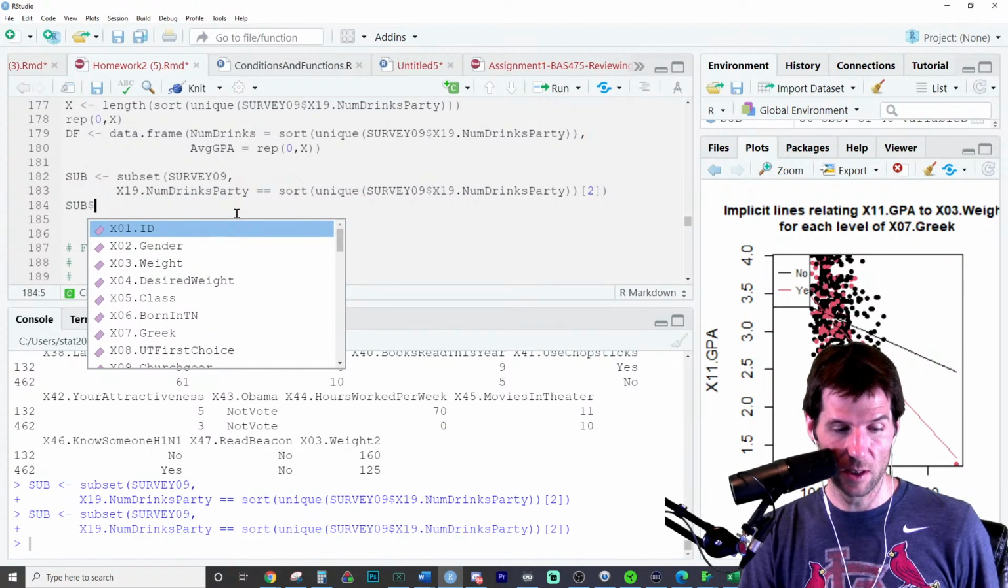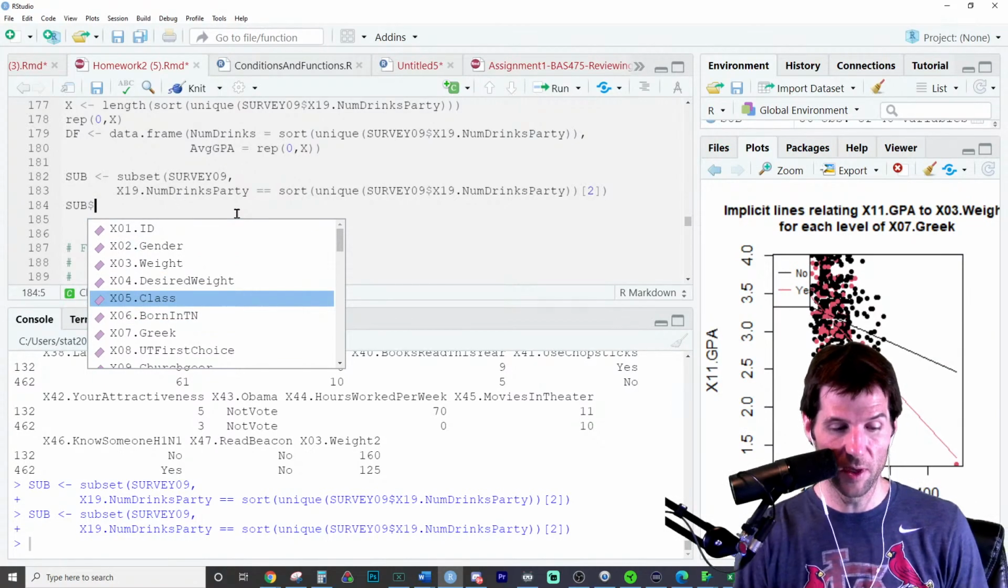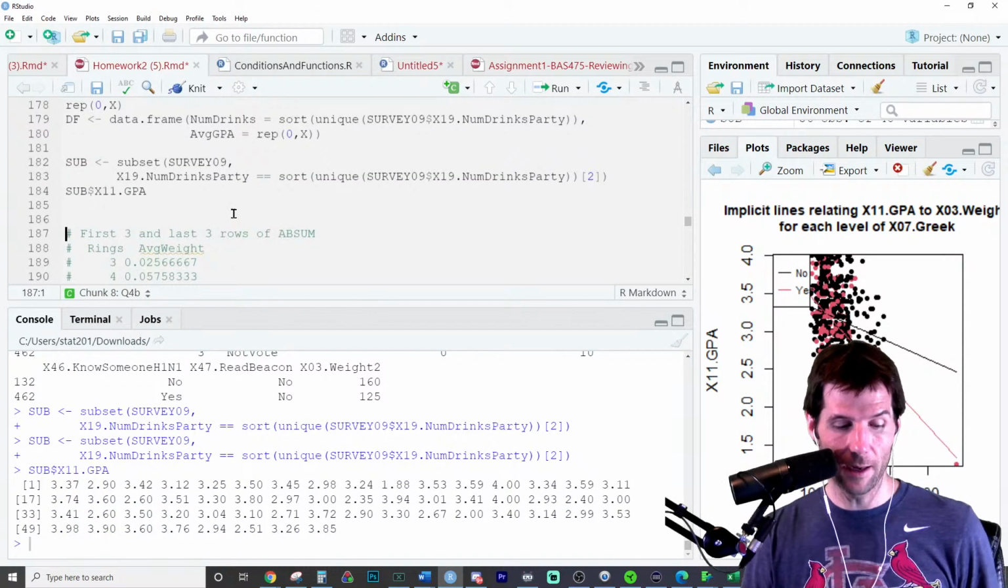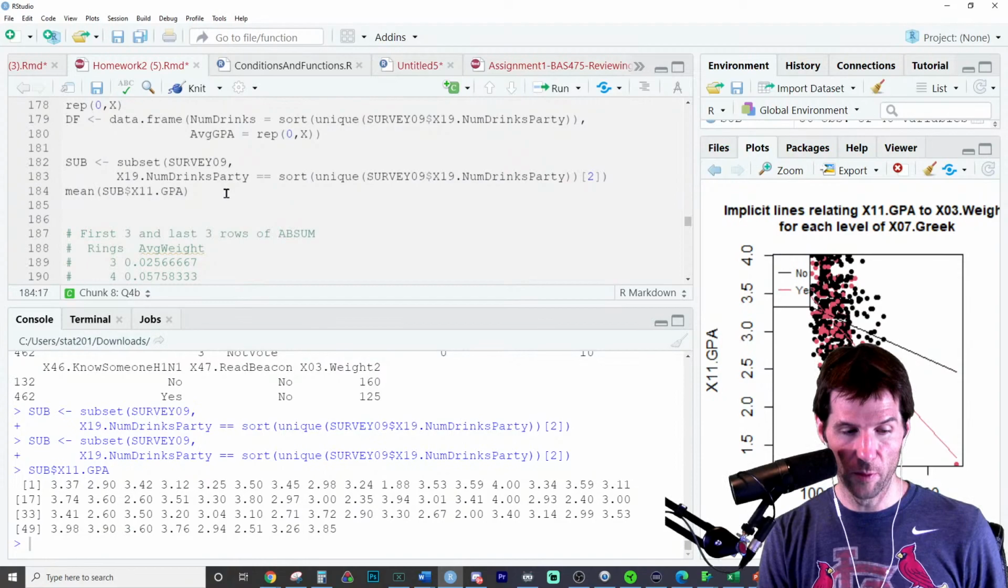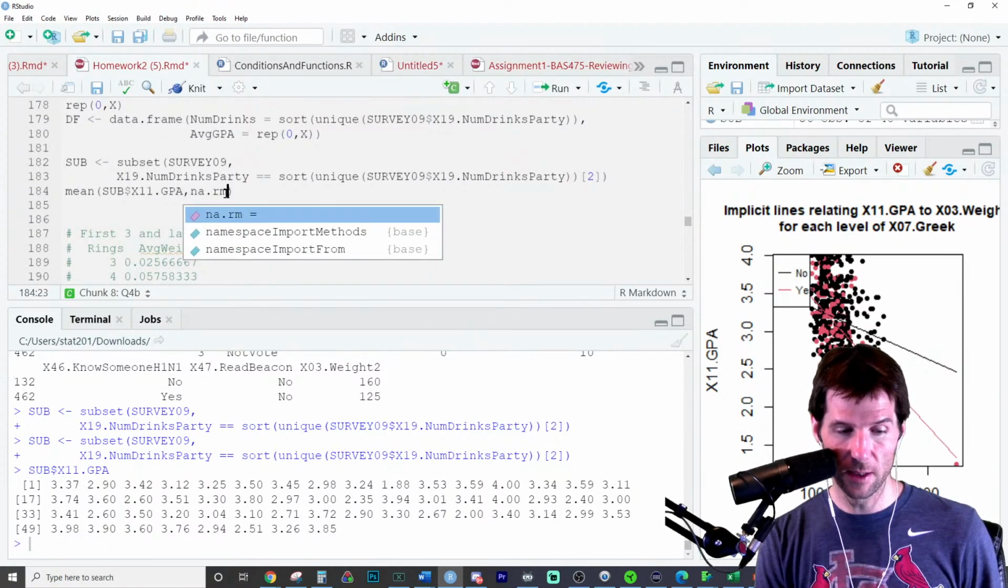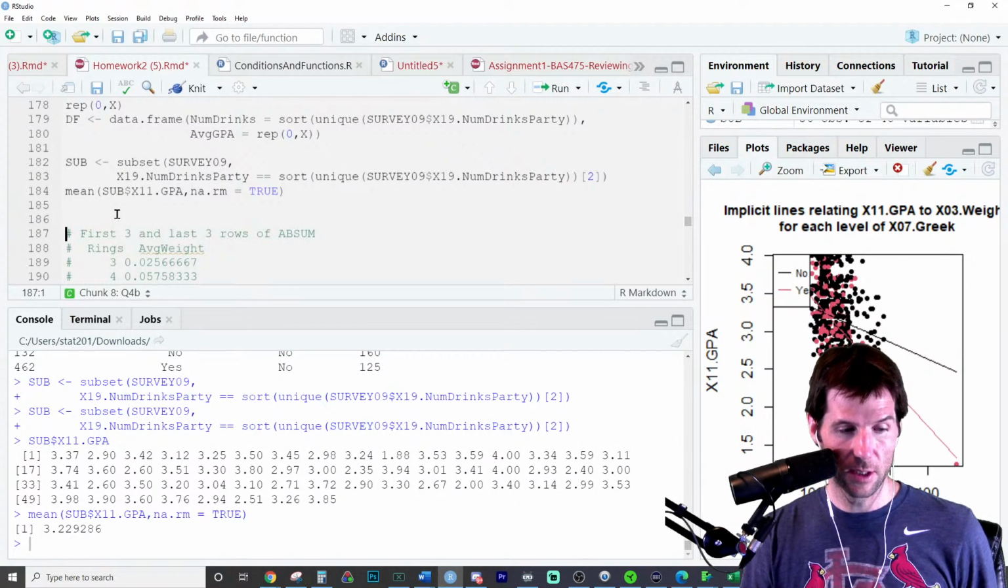We want to find out these people's GPAs, but not just their GPA. We want to find out the average GPA for these people. That's a different subset. And we'll put in na.remove equals true just for good measure because we might have some NAs that could hurt us. And there's the average GPA.